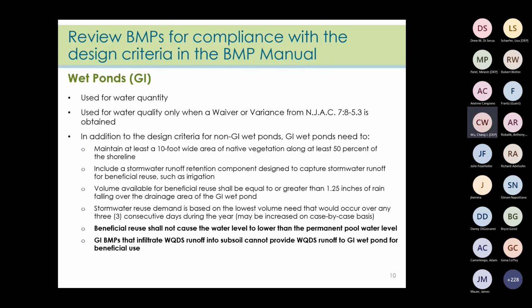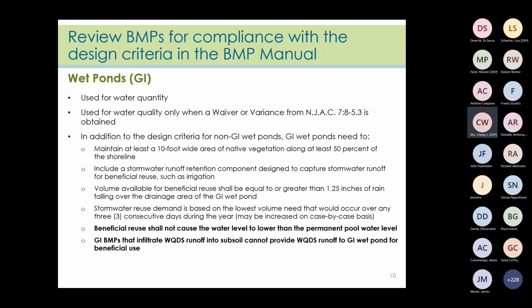In addition, for a wet pond to be recognized as a GI wet pond, there are more requirements than for a non-GI wet pond. It needs to maintain at least a 10-foot wide area of native vegetation along at least 50% of the shoreline. And you need a stormwater runoff retention component designed to capture stormwater runoff for beneficial reuse, such as irrigation. And the volume available for beneficial reuse should be equal to or greater than 1.25 inches falling over the drainage area of the GI wet pond.